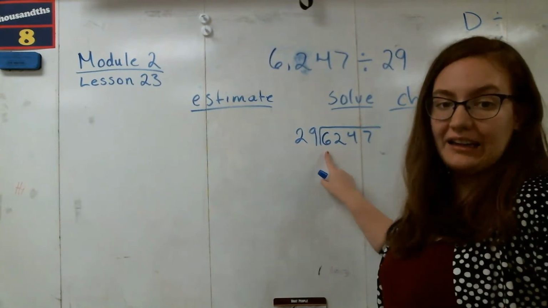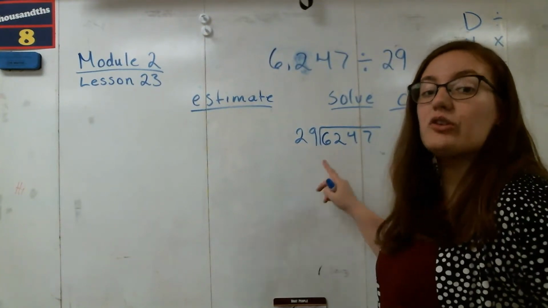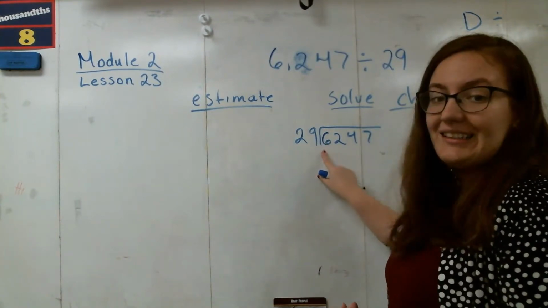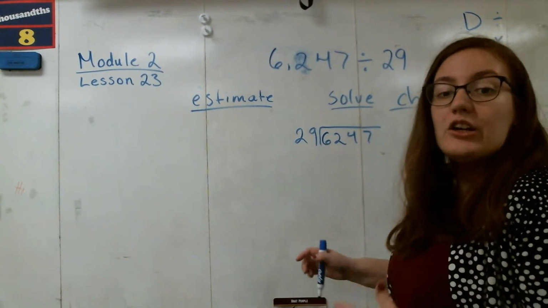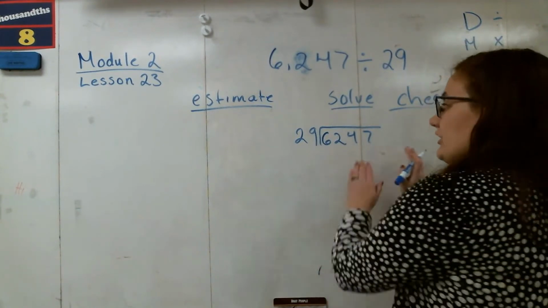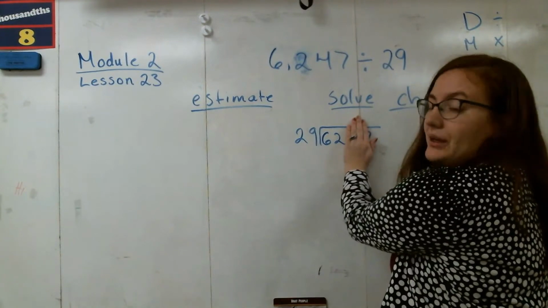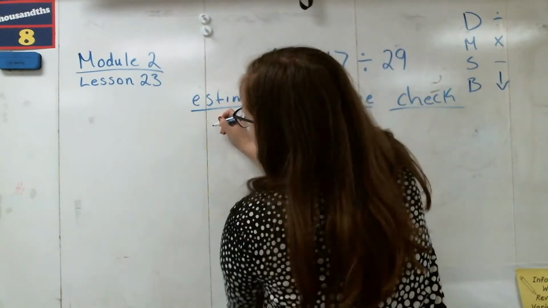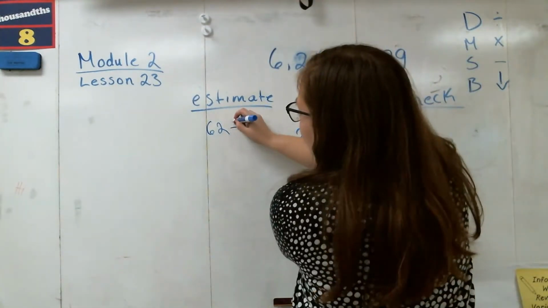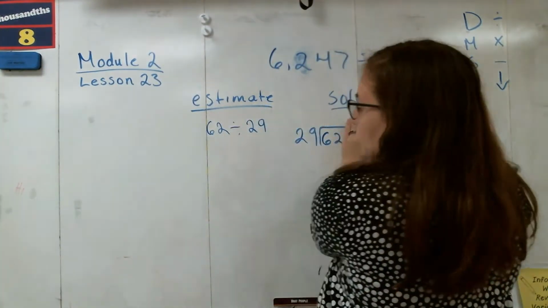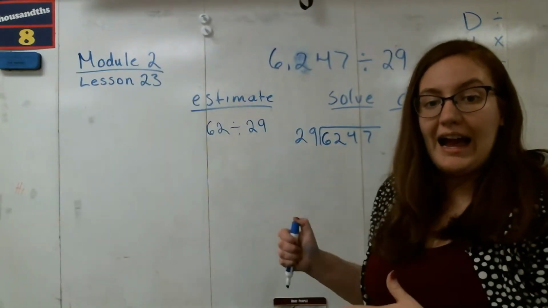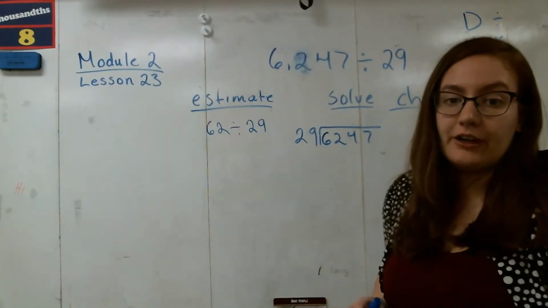Can 29 fit into 62? 29 can fit into 62, and I know that because 29 is less than 62. So this is where I start my first estimate step. What I'm first trying to solve for, I don't even look at the rest of this problem yet. I am just trying to solve for 62, so 62 divided by 29, and by now we should remember all those different steps we have for estimating different parts of our answer.